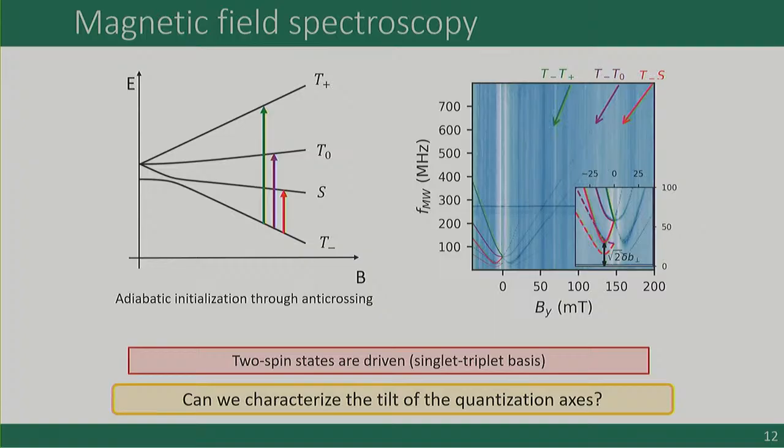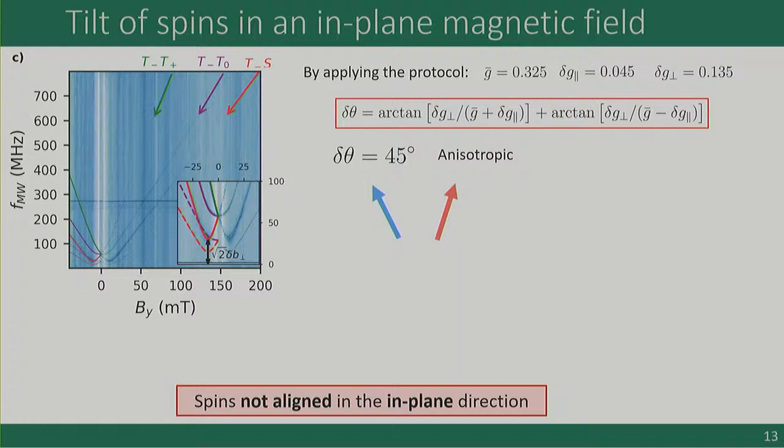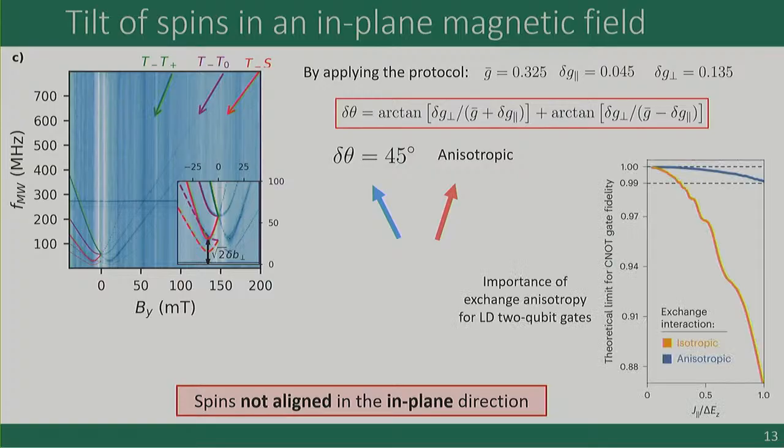The answer is yes. I don't have time to explain the protocol, but basically, we developed a really simple protocol from which we can extract 3 parameters, and applying this formula, where delta theta is how tilted our 2 spins are, we can plug in our values, and then we found out that the tilt is 45 degrees. That is rather large. And why is this important?